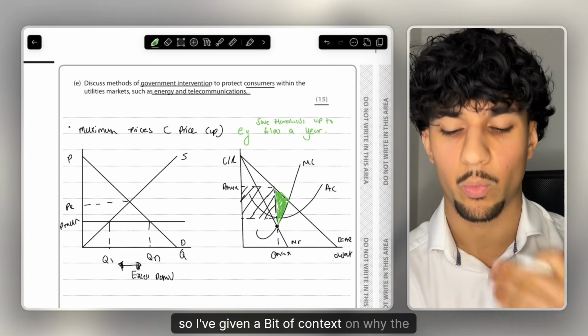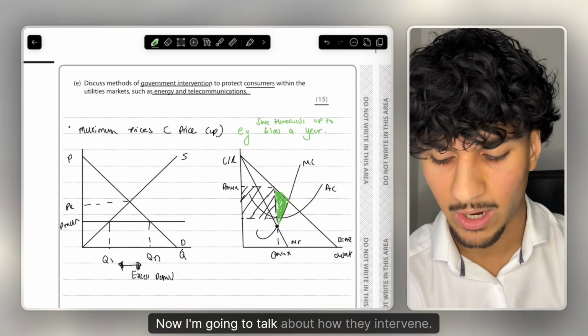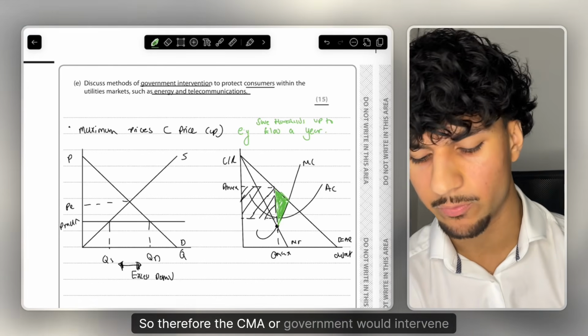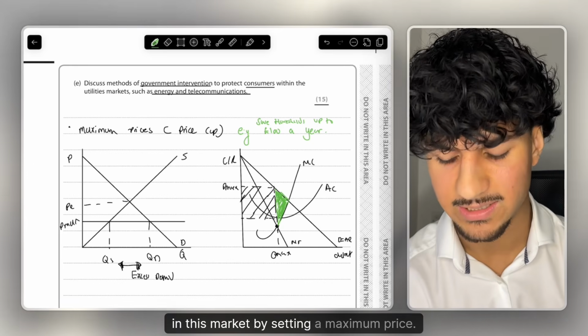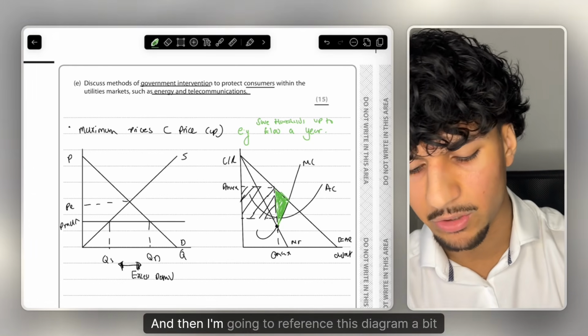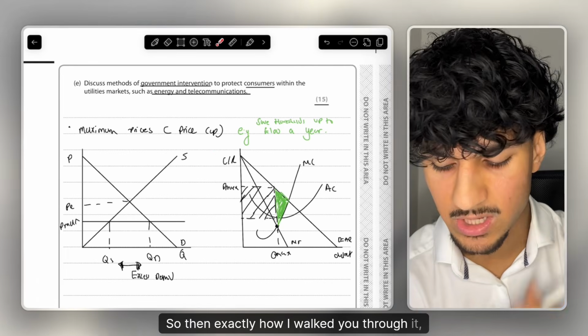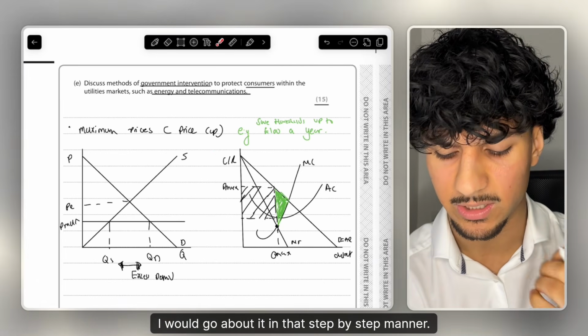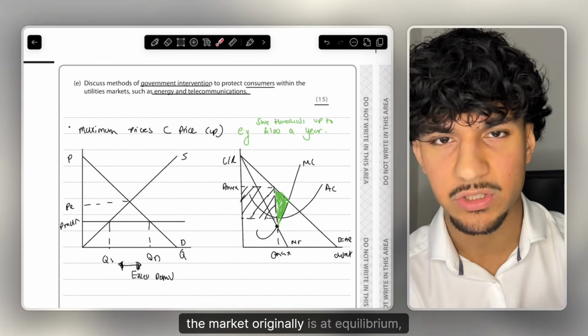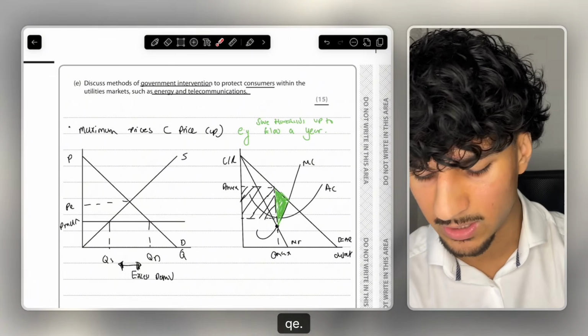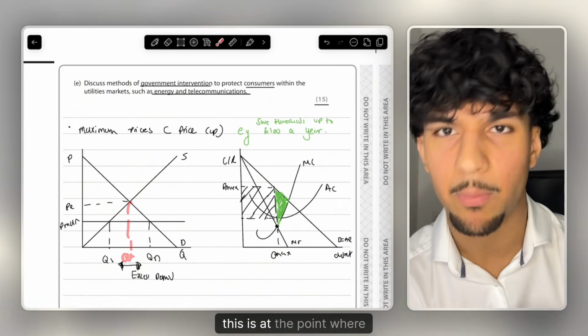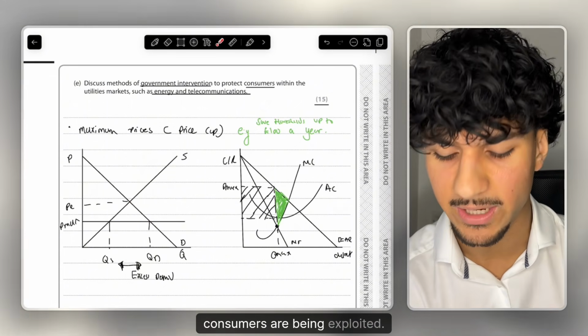So I've given a bit of context on why the government need to intervene. Now I'm going to talk about how they intervene. So therefore, the CMA or government would intervene in this market by setting a maximum price. And then I'm going to reference this diagram a bit more. So then exactly how I walked you through it, I would go about it in that step-by-step manner. So the market originally is at equilibrium where PE meets QE. So at this point here, this is at the point where consumers are being exploited.